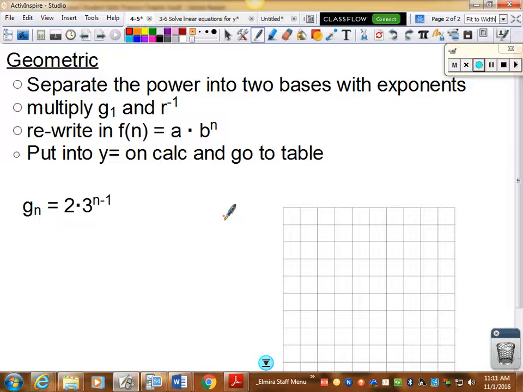Okay, the first thing it tells you to do right off the bat is something unusual. Separate the power, this is the power, into two bases with exponents. Here's what that means. 2 comes down, times 3 to the n power times 3 to the negative 1 power. I want you to look at that and soak it in for a couple seconds.